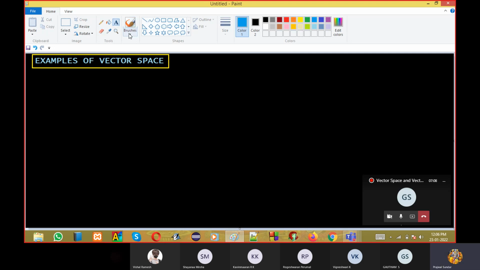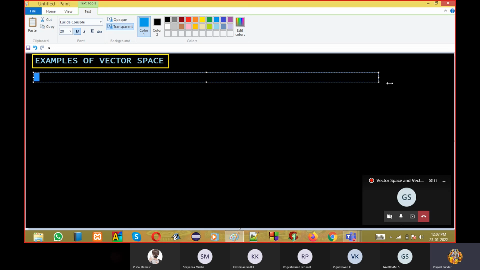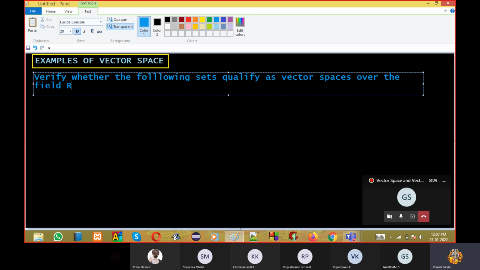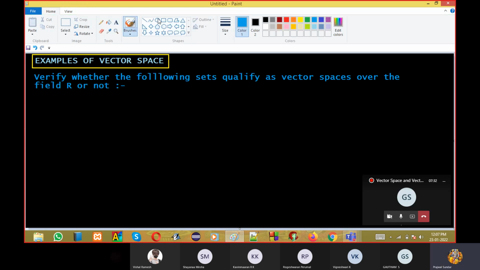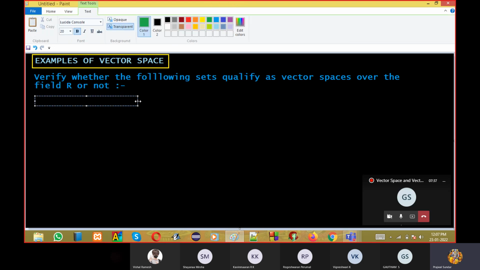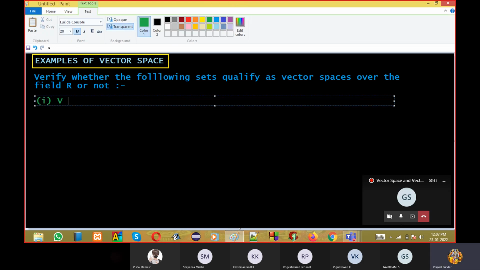I will give you some questions and you need to check and tell whether it's a vector space or not. Now verify whether the following sets qualify as vector spaces over the field. I'm going to give some sets. You need to verify whether they are vector spaces or not. First question: the set of (x1, x2, 1) for all x1, x2 belonging to real numbers.